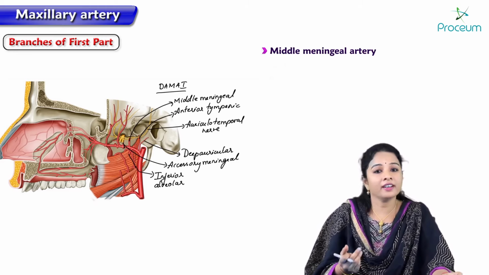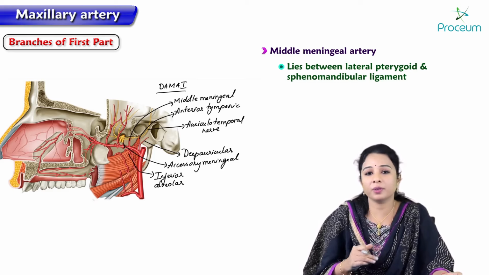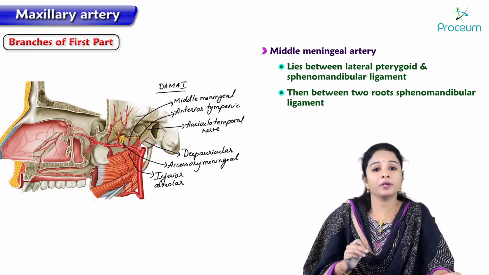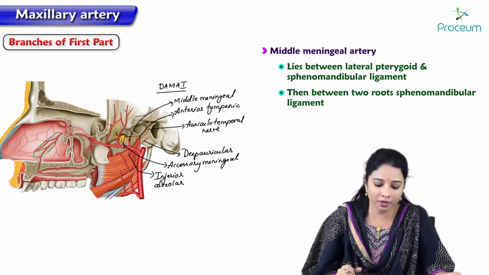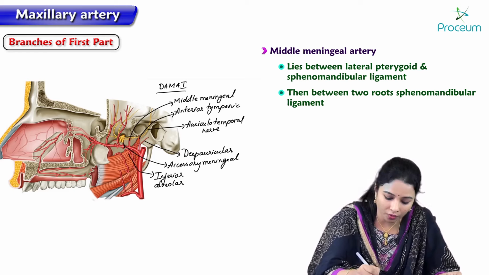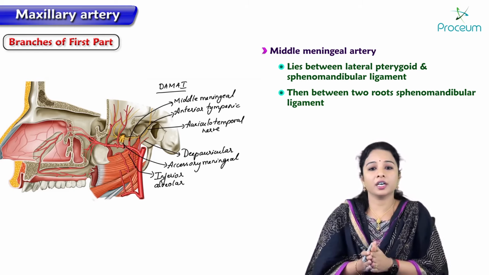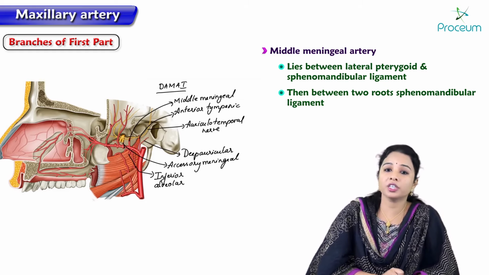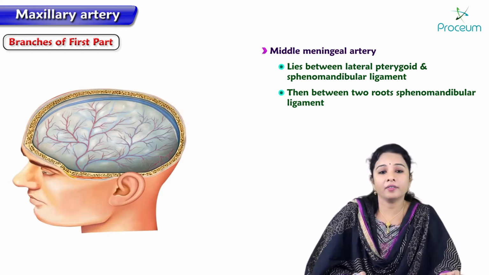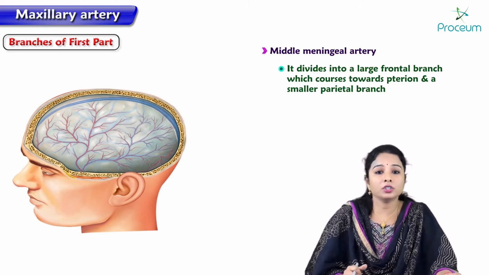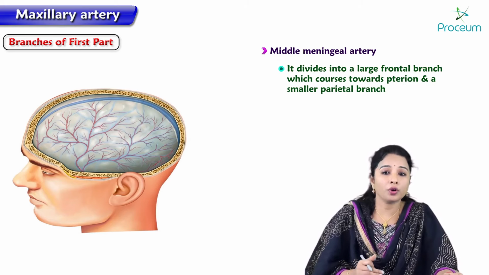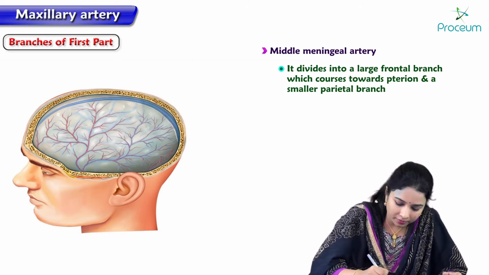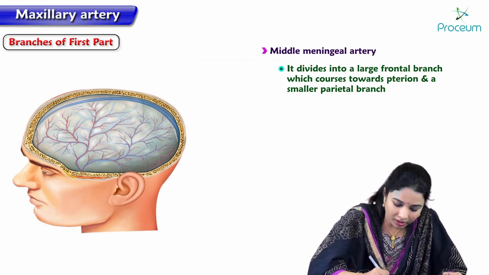The middle meningeal artery lies between the lateral pterygoid and sphenomandibular ligament, then between the two heads of the lateral pterygoid, and between the two roots of the auriculotemporal nerve. We have seen here the two roots of the auriculotemporal nerve, which converge again to form the auriculotemporal nerve, and it enters the skull through the foramen spinosum to reach the middle cranial fossa. In the cranial cavity, the middle meningeal artery divides into frontal branches which course towards the pterion, and small parietal branches. Here we can see the terminal branches of the middle meningeal artery.